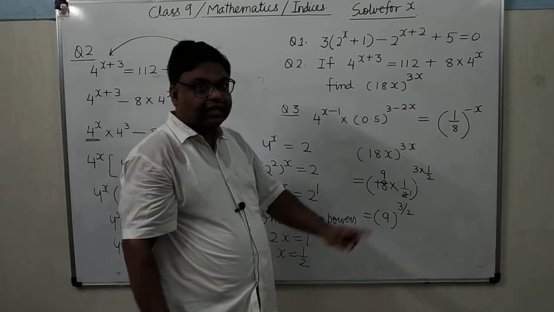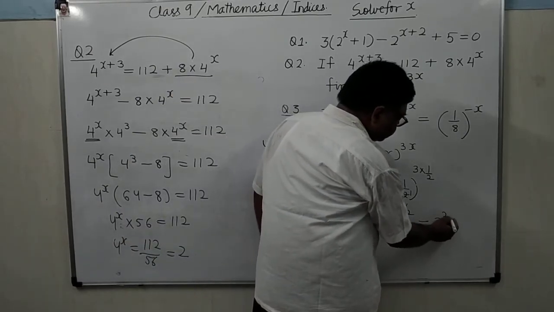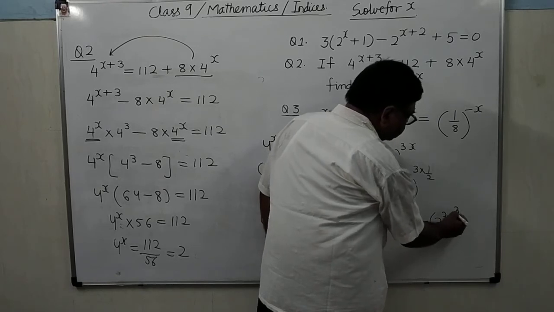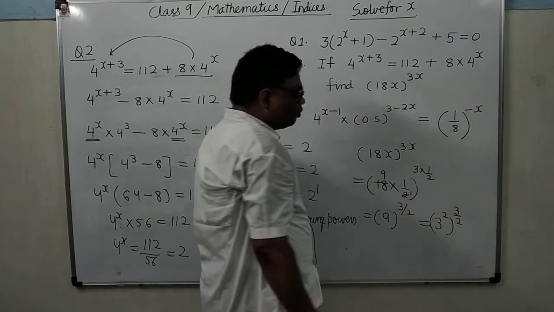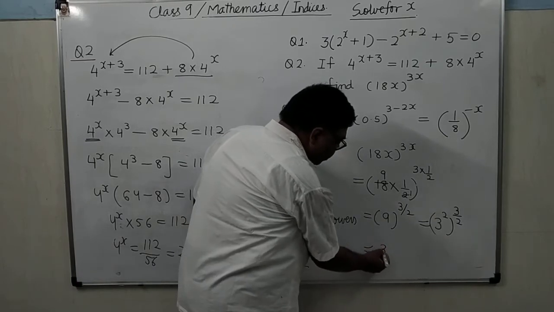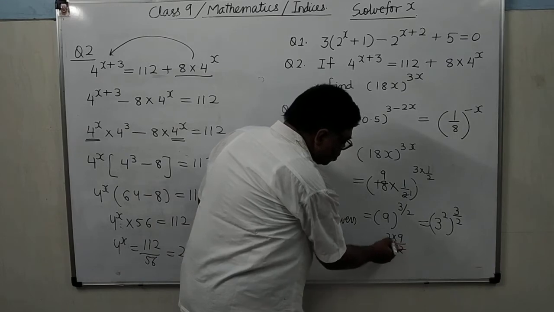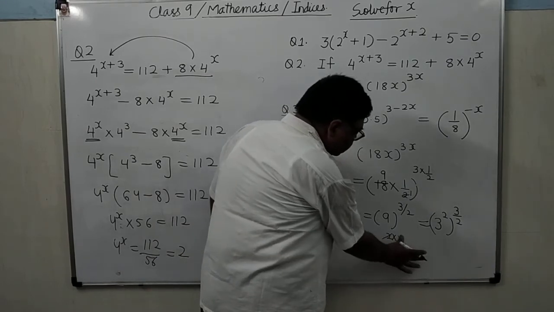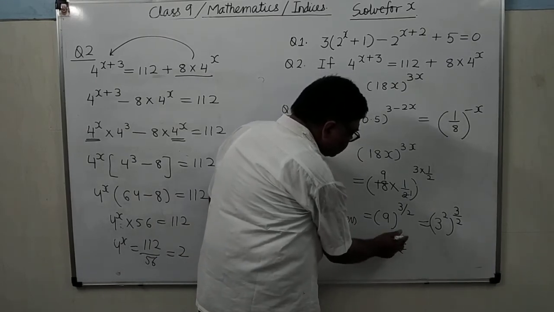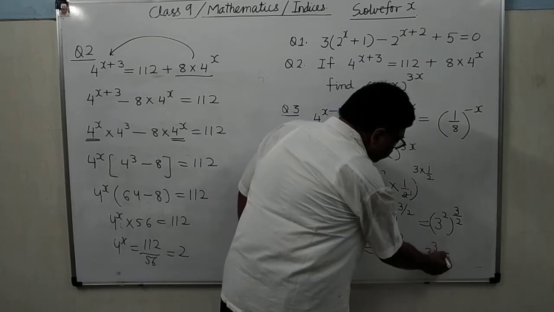Now we will write 9 as 3 square. When powers multiply, what will you get? Here you will apply the power rule. 2 and 2 cancel. So 3 to the power 3, that is 27.